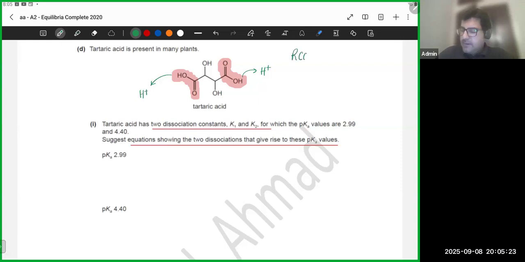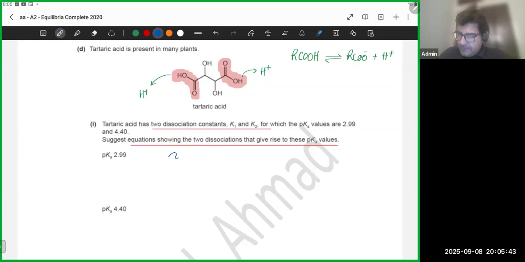I don't know if you remember, if you ever have a carboxylic acid, it has an OH, and that OH releases H positive ions. Okay, that's what happens. So you're saying write the equation for the two dissociations. So we're going to do just that.